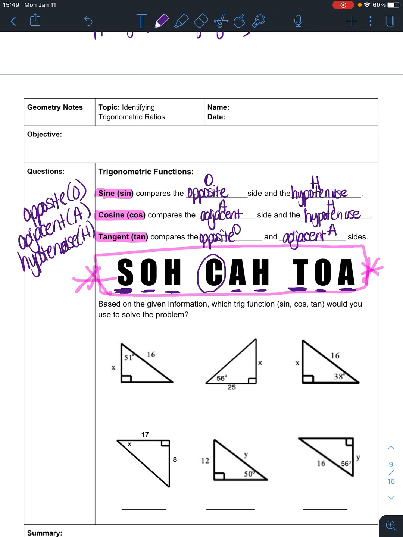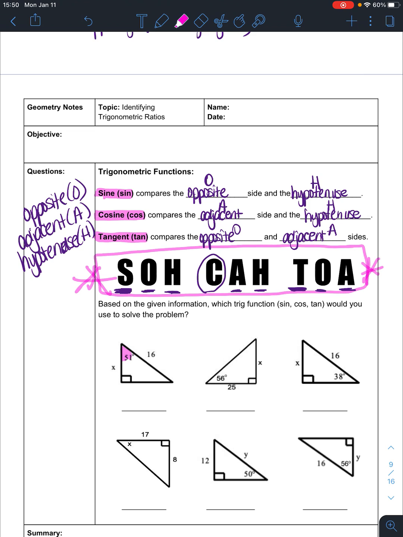Now, what we're going to do today is we're going to start looking at the information that you were given so that you can decide, would you use the sine function, the cosine function, or the tangent function? Again, we're not solving anything yet. We're just learning how to recognize what we would need to use so that when we get closer to it, then we'll know how to do these problems. So here's what it looks like.